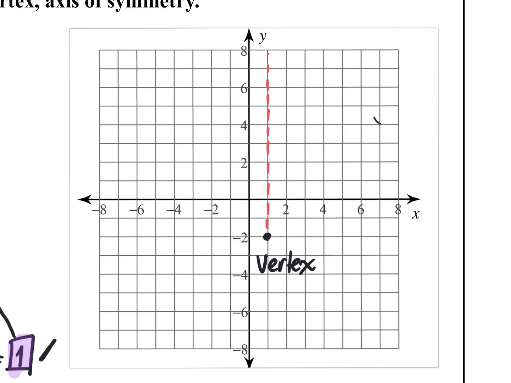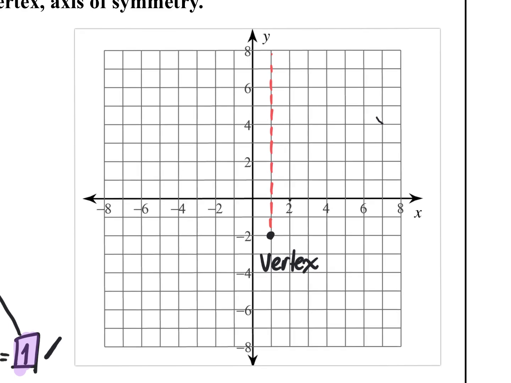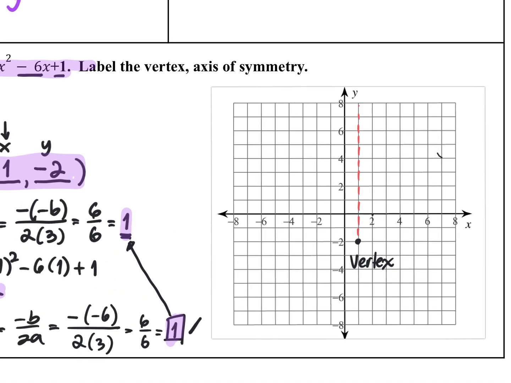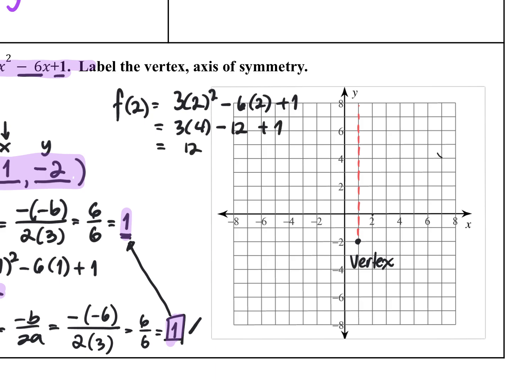So let's add one more point. Okay, for example, I'm going to get the value of 2. Remember your function, f of 2 is equal to 3 times 2 squared minus 6 times 2 plus 1. So that's going to give you 3 times 4 minus 12 plus 1. This is going to give you 12 minus 12. That's going to be 0, plus 1. So this is going to be cancelled out already. You're only left with 1. So my coordinates in here are going to be 2, 1.